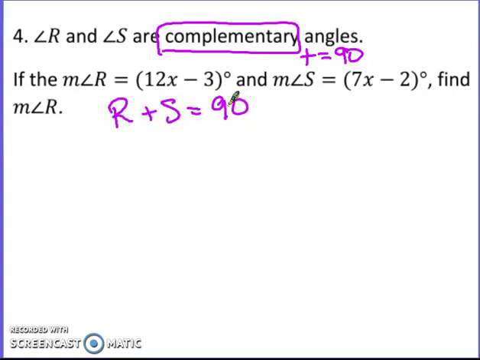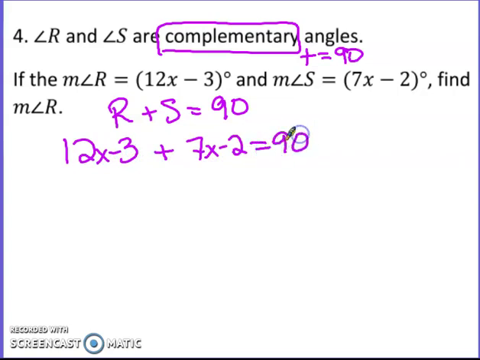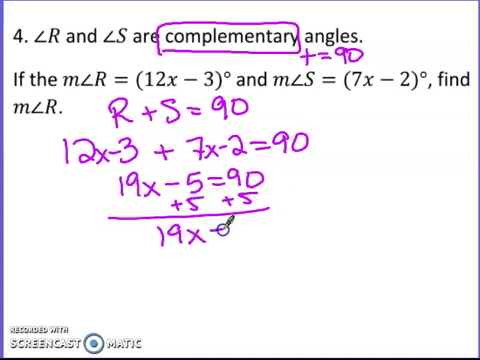So now I'm going to substitute what I know in. R is 12x minus 3 plus S is 7x minus 2, and we're going to set that equal to 90. We're going to use our algebra skills, combine our like terms, use properties of equality, and solve for x. And x is going to equal 5.